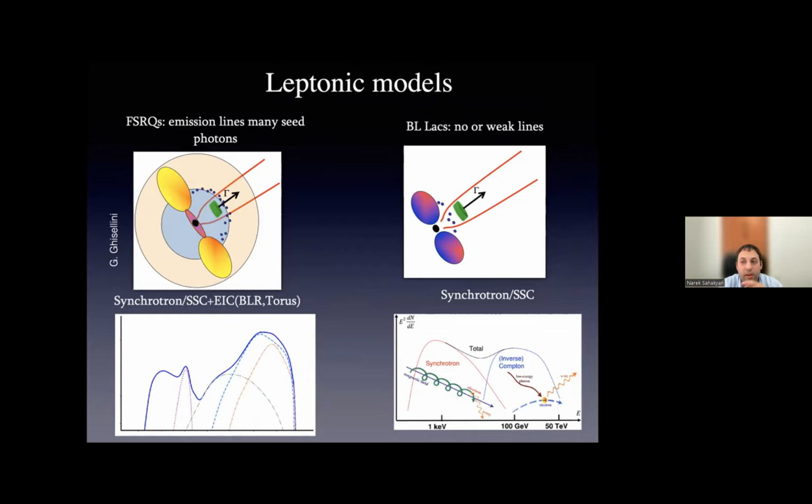But in the case of FSRQs, the situation is more complex because they have a very bright accretion disk luminosity, or they have internal structure like the broad line region, the torus, or the disk photons themselves. So in general, the emission from this object can be a superposition of different components, like is shown in the left bottom plot. You see that different components can together contribute and form the spectrum that we are observing in the gamma-ray band.